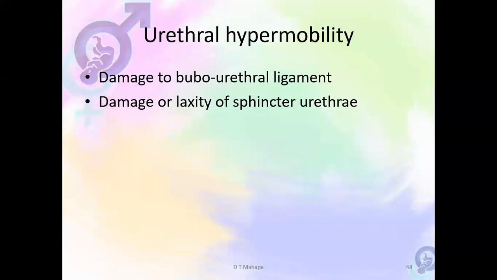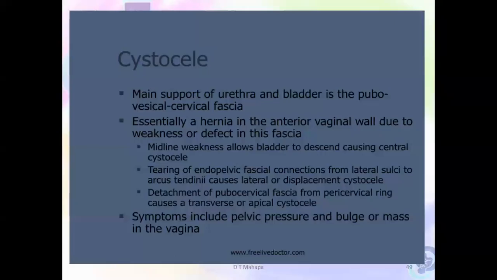Urethral hypermobility is caused by damage to the ligaments that keep the urethra to the undersurface of the pubic bone. It's called the pubourethral ligament. Also this muscle that I talked about, which was part of the middle portion, or part of the arcus tendineus fascia pelvis, which is called the sphincter urethrae, becomes lax. It causes urethral hypermobility. And with that, up there on top of the urethra, you've got a bladder. If your bladder prolapses, it's called a cystocele.